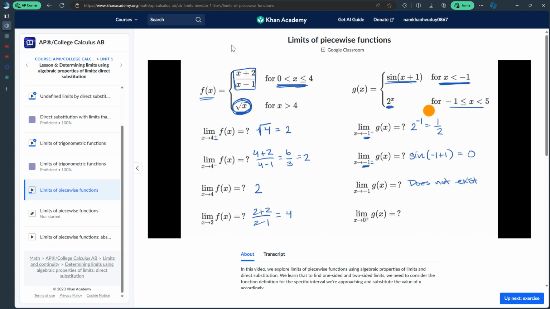And what's the limit of g of x as x approaches 0 from the right? Well, if we're talking about approaching 0 from the right, we are going to be in this case right over here. 0 is definitely in this interval. And over this interval, this right over here is going to be continuous. And so we can just substitute x equals 0 there. So it's going to be 2 to the 0, which is indeed equal to 1. And we're done.